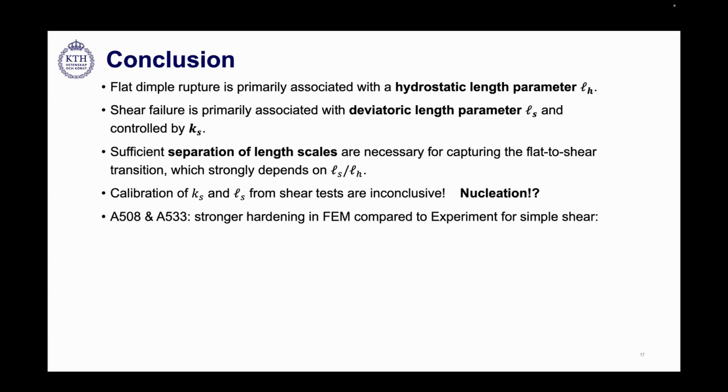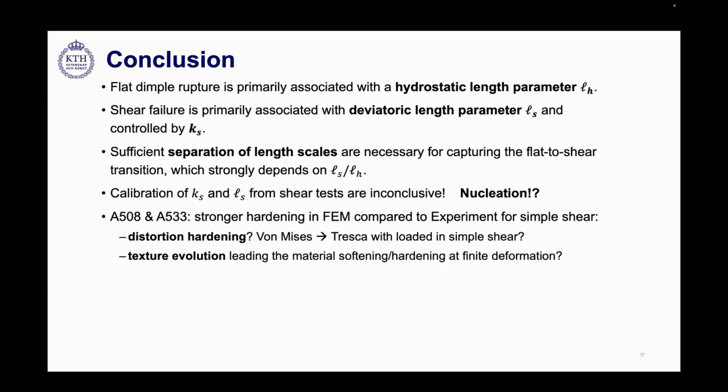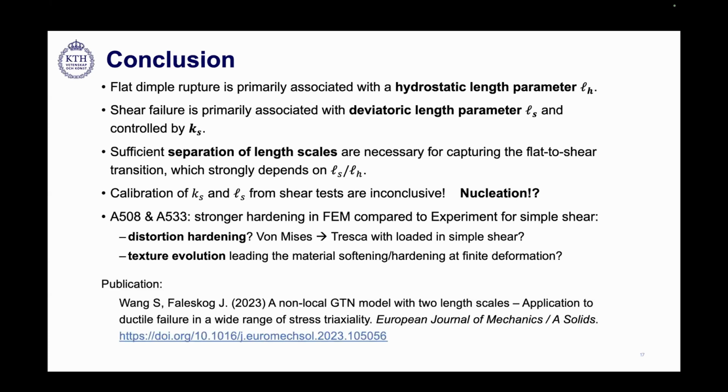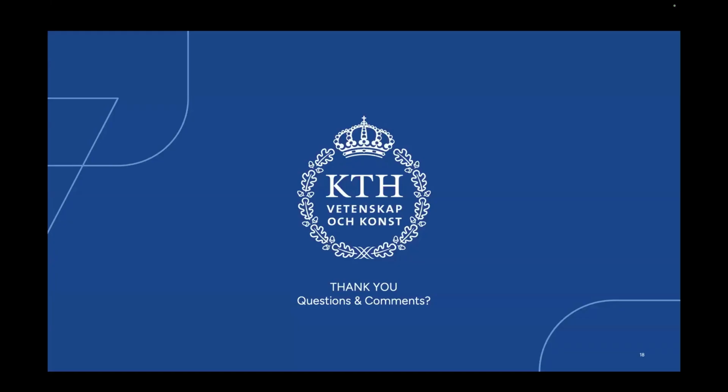And from the calibration, we can find something called distortional hardening, where the von Mises yield surface grows into a Tresca surface, or something called texture evolution, leading to the material softening or hardening at finite deformation. So these are the two questions we are working on to implement in our model. And we have one publication that is about the numerical study. And that's everything for me. Thank you for your attention.